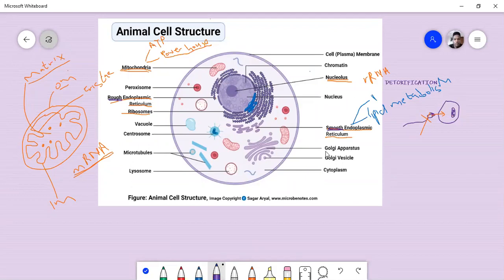This one here. So your Golgi apparatus is responsible for modifying, packaging, and transporting the proteins. So this is simple, guys. Look at this. This is just a link. Detoxification of drugs.